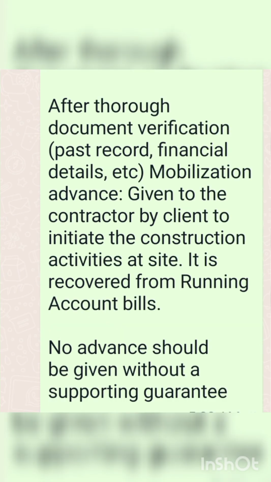After thorough document verification, past record, financial details, etc., mobilization advance is given to the contractor by the client to initiate the construction activities at site. It is recovered from running account bills. No advance should be given without a supporting guarantee.